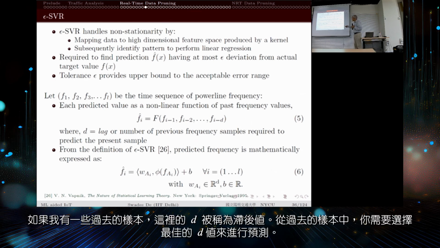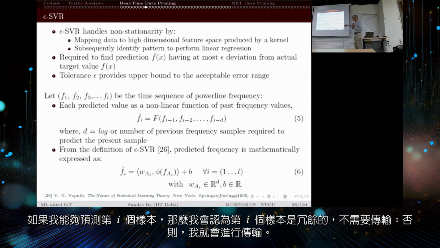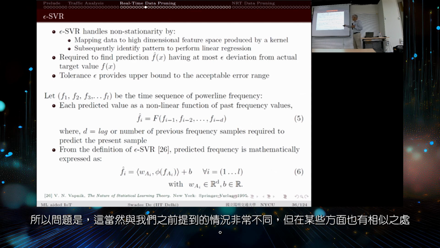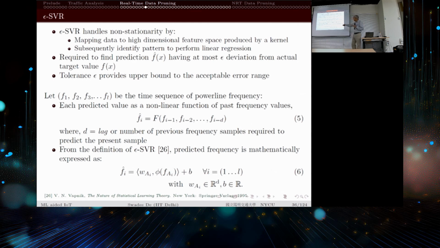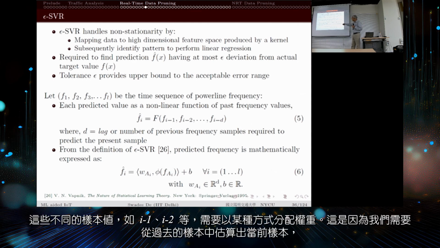If I have some past few samples, D is called the lag value. From the past few samples, we have to choose the optimal value of D. Can I predict this ith sample? If I can predict the ith sample, then I will say that the ith sample is redundant, and else I will transmit it. Okay. The sample values, these i minus 1, i minus 2, etc., have to be assigned certain weights.